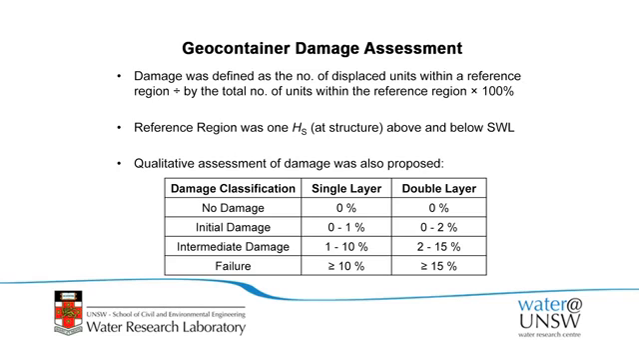Initial damage for the geotextile structures is up to 2% of units can move. So if you get up to 2% of units moving, the structure still remains very coherent. With rock structures, that's generally considered to be 5% though. So it is a lower threshold than rock structures.